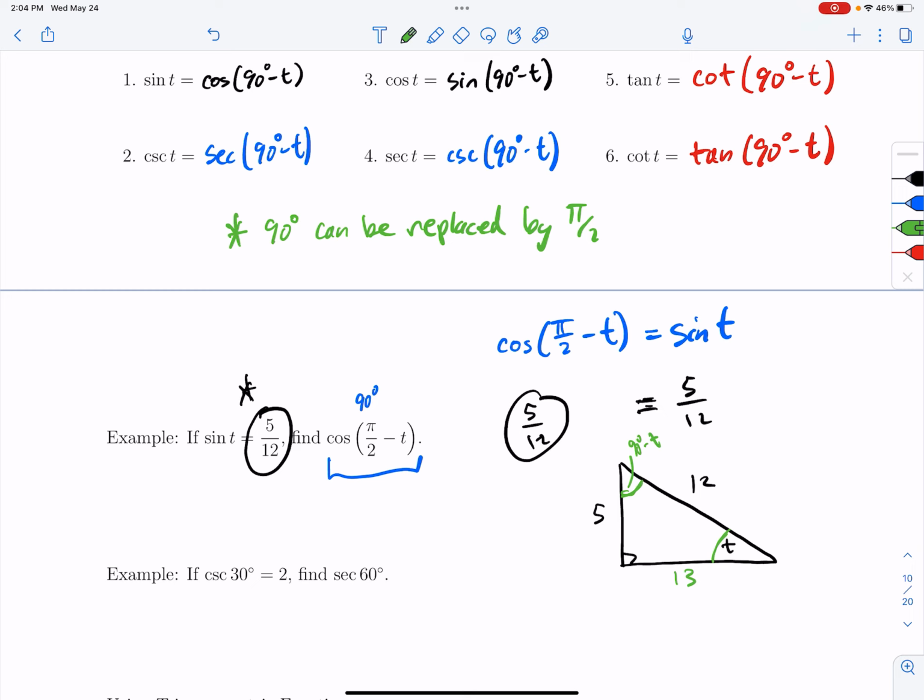And so then if I wanted to find cosine of 90 degrees minus T, I do the adjacent, which is 5, over hypotenuse, which is 12. So that's why those are equal to each other.